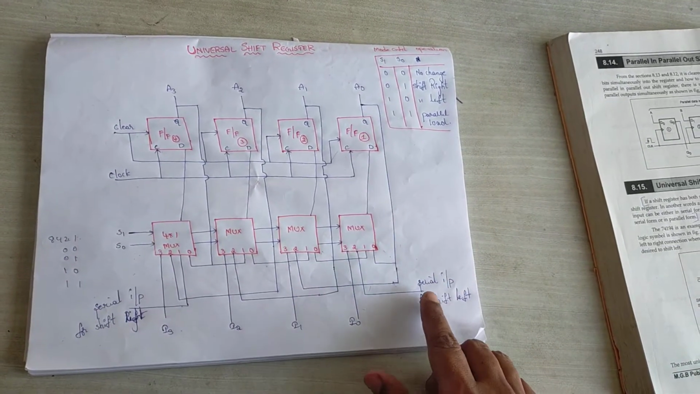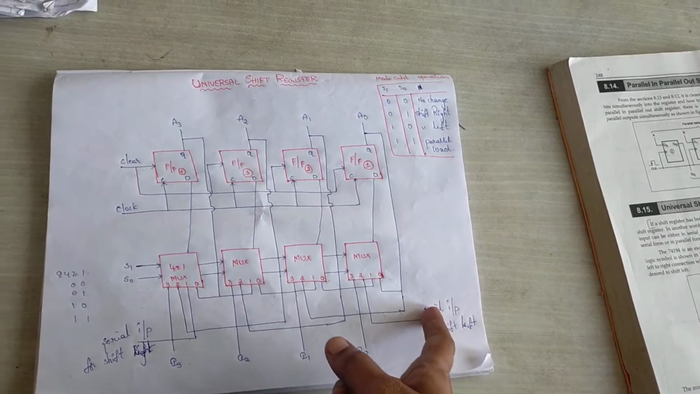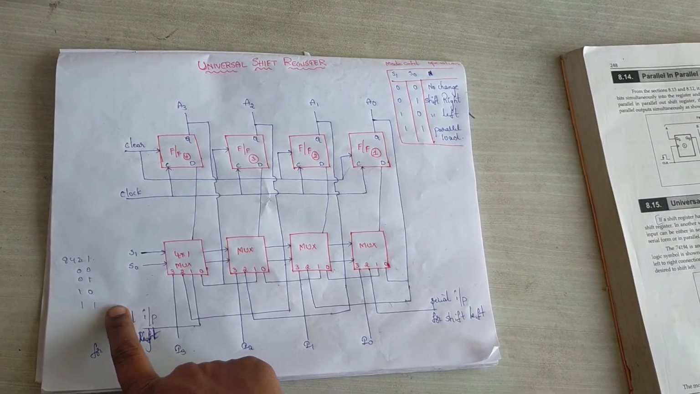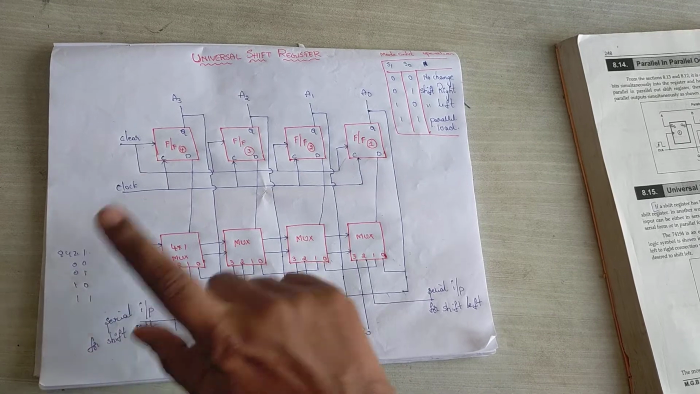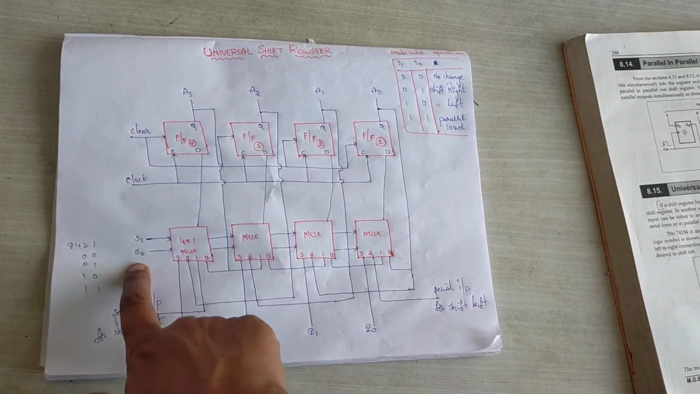And the next one is shift input for shift left. If this is enabled, the output is produced at the left side.